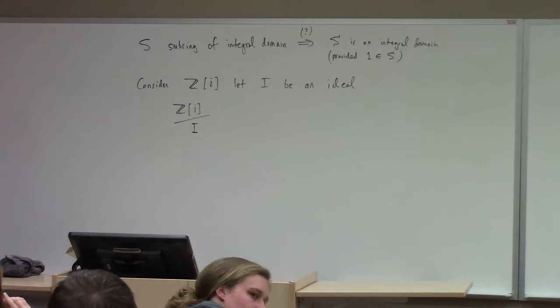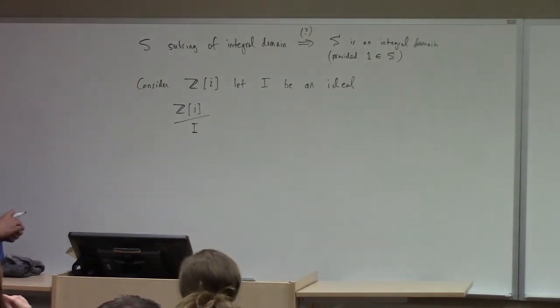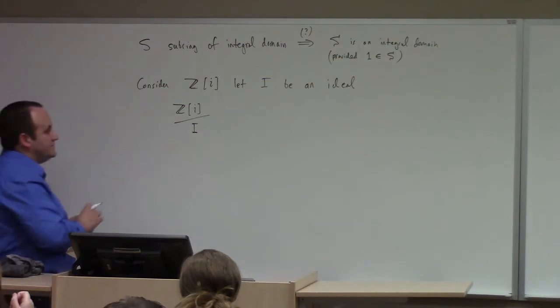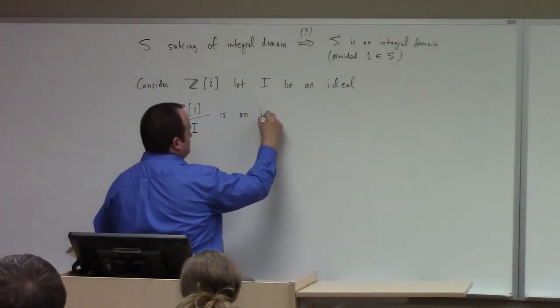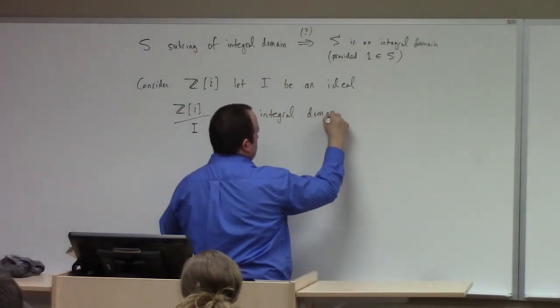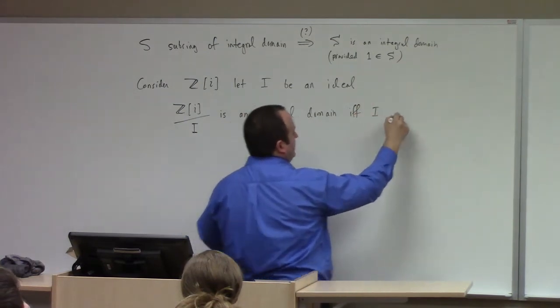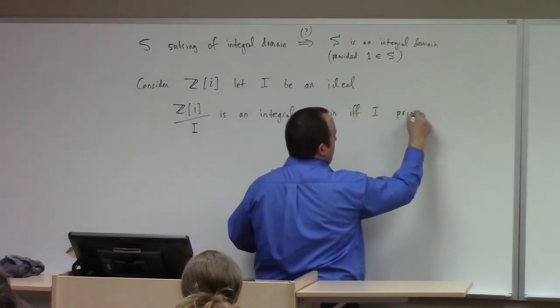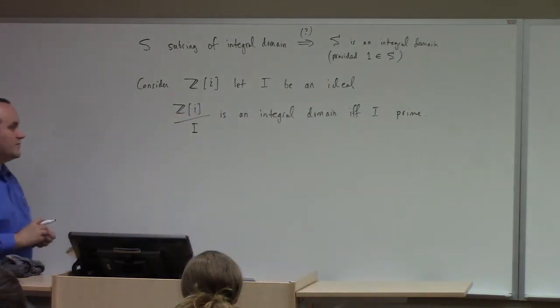What's that? If what? If I is prime. Ah, very good. So this is an integral domain if and only if I is prime. Okay, very good. So in fact, we already have the condition we need from our previous discussion, don't we? How do you decide if I is prime or not?